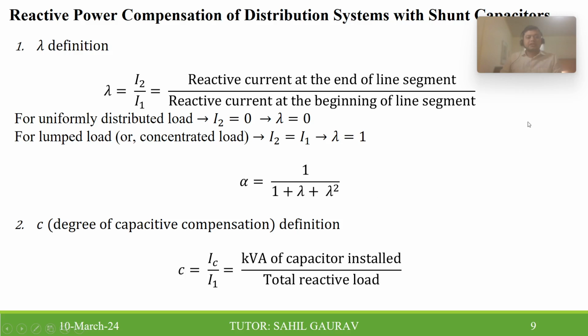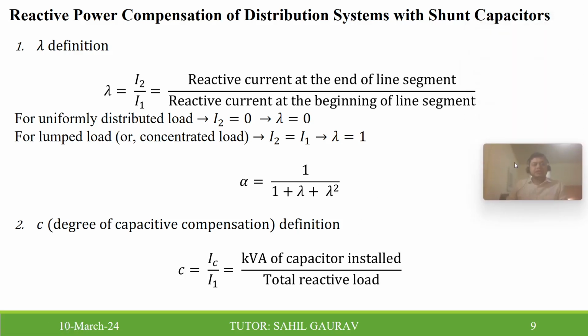Now for capacitor size and allocation of capacitor banks in distribution networks, we have two expressions. First one is lambda, and lambda is the ratio of the reactive current at the end of the line segment to the reactive current at the beginning of the line segment.